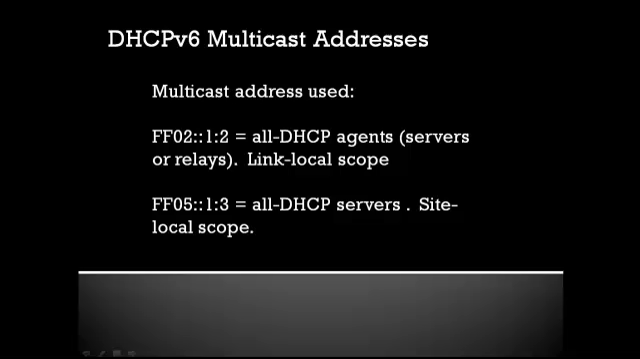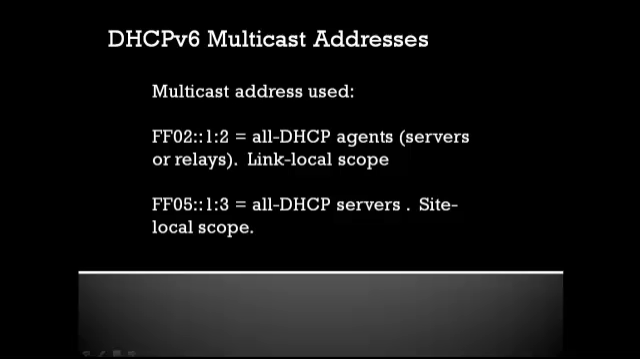DHCP version 6 uses the following addresses. FF02:1:2 is the all DHCP agents address, which is used by clients to communicate with the agents located on their local link and that are unknown. This address is of link local scope. FF05:1:3 is the all DHCP server's address, which is used by relays or clients to communicate with site-wide servers that are unknown. This address is of site local scope.